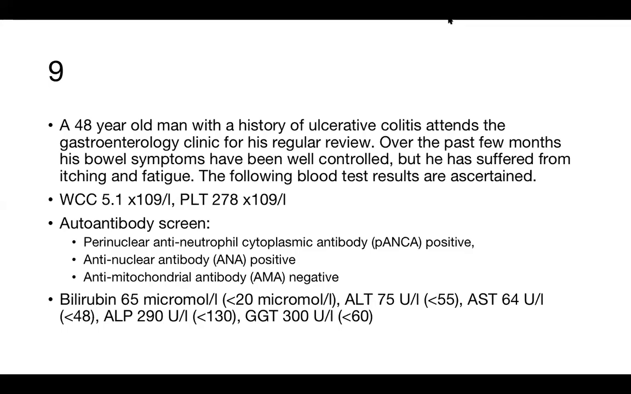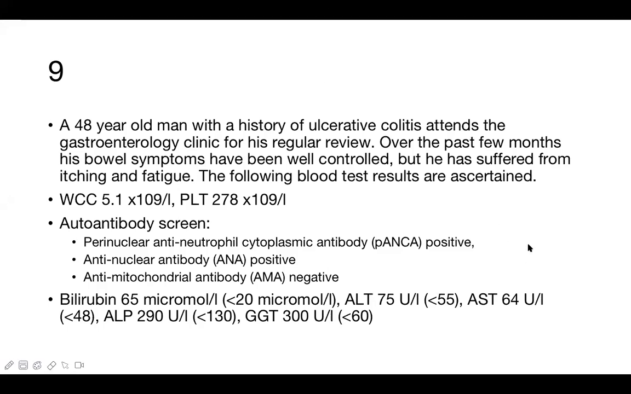The diagnosis is the same, and there are some other features which also suggest primary sclerosing cholangitis. There is itching and fatigue, which may suggest post-hepatic jaundice, and the PNK is positive, and there is also a history of ulcerative colitis. Good. Primary sclerosing cholangitis is a well-known extra-GI manifestation. Both of them are absolutely correct, the way they are explaining.